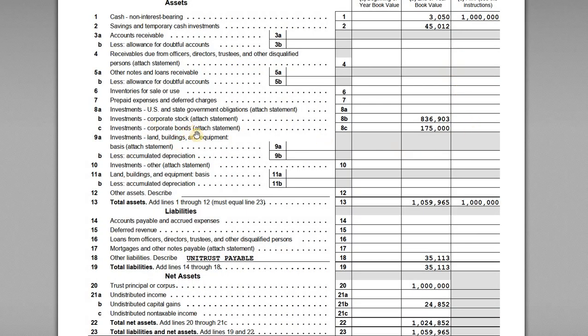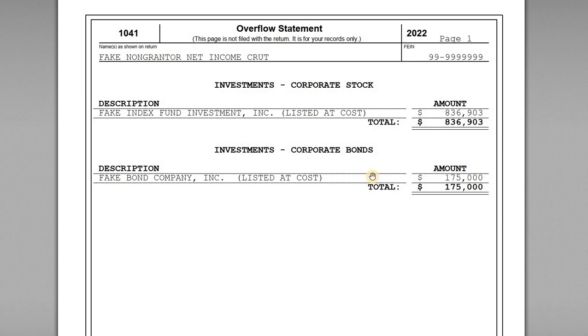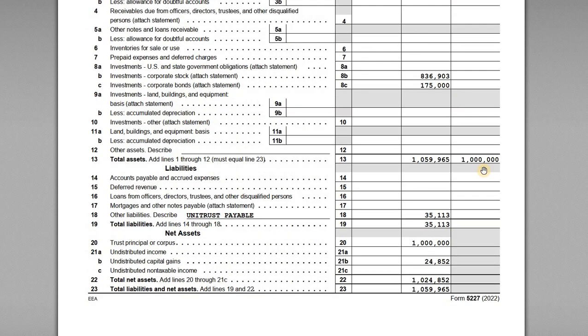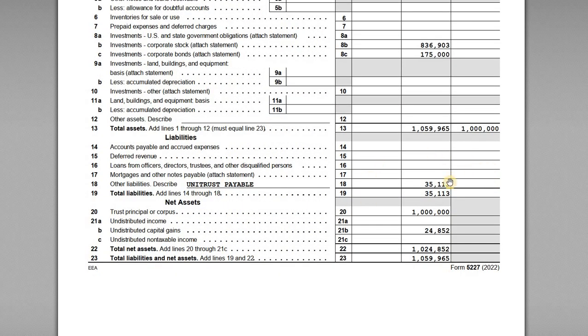Now with the investments in corporate stock and bonds, you notice it does say attach a statement. That's very important, right? So for charitable trusts, the split interest trusts, and if you're doing private foundation returns, they want you to list out each individual investment, right, by name with specificity. They don't want you to just clump it all into publicly traded stocks. So you would never just put publicly traded stocks, add them all up, and put a total number there. You should be listing out each and every stock and bond investment that you have. All right. Now in the liability section.